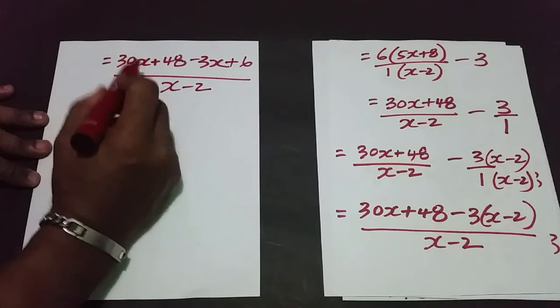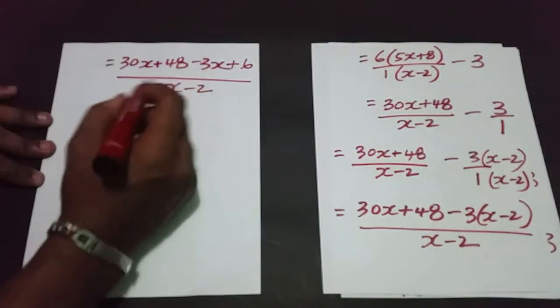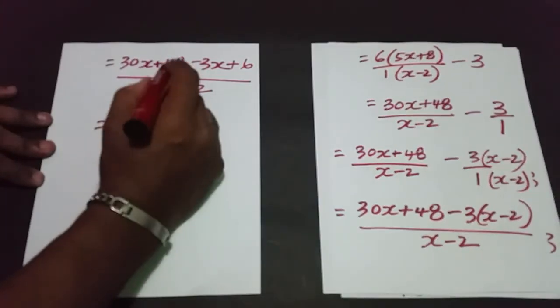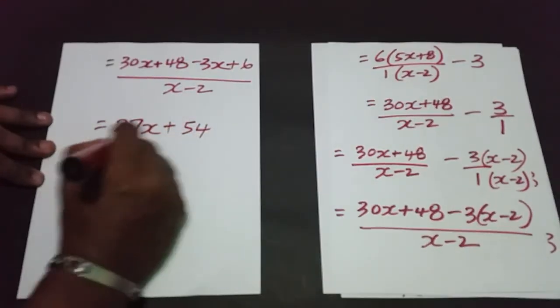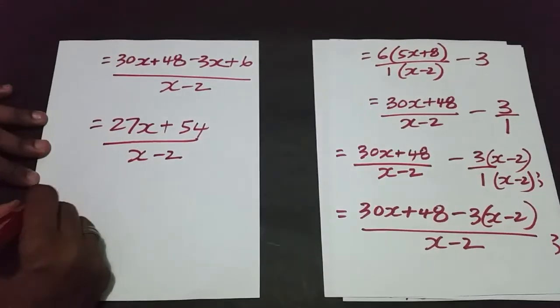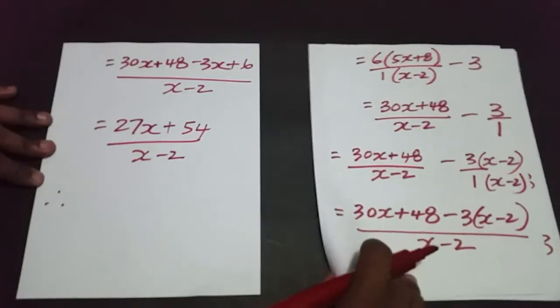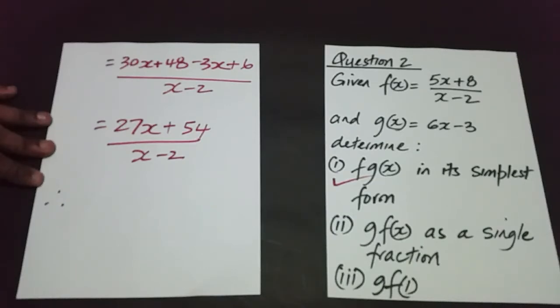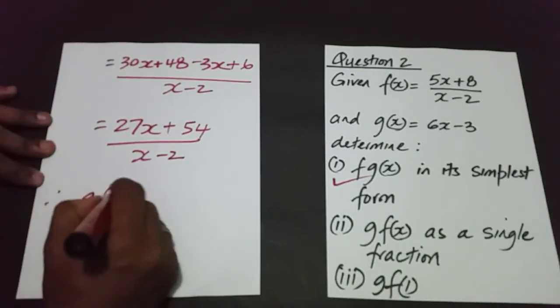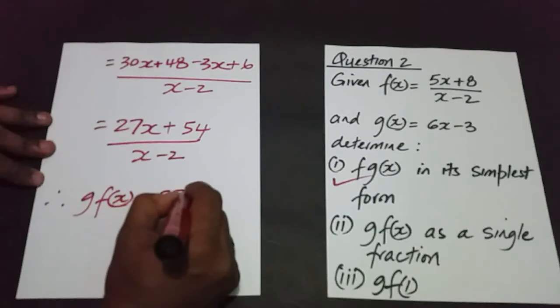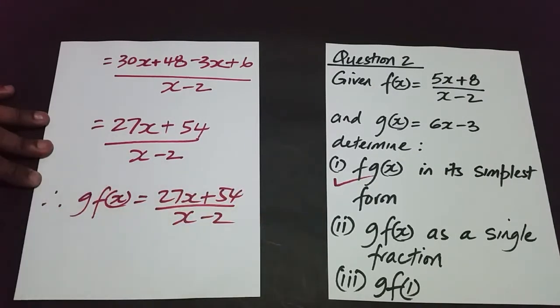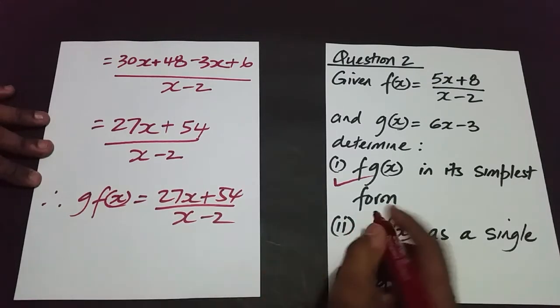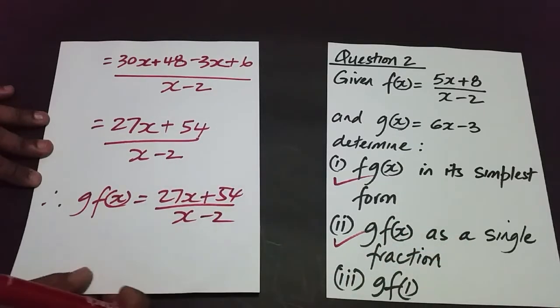So we group the like terms. So 30x minus 3x, that is 27x. 48 plus 6, that is 54 over x minus 2. So therefore, g of f of x is equal to 27x plus 54 over x minus 2. And that will be the answer to part 2 of the question, which is asking us to write g of f of x as a single fraction.